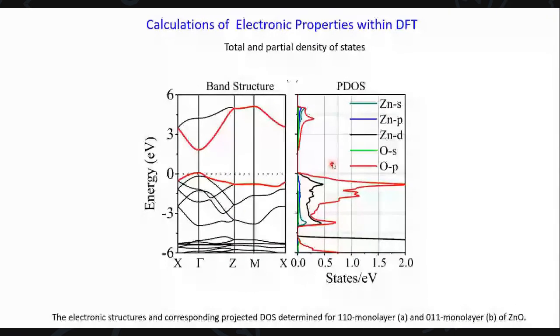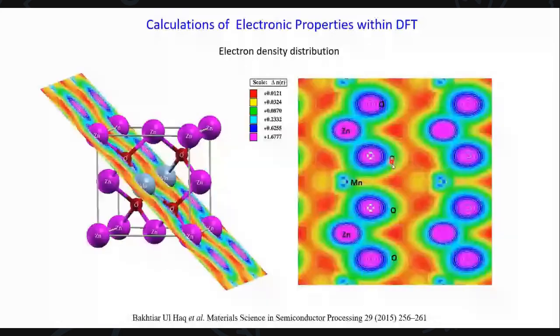Moreover, to check the type of bonding within a material, the chemical bonding, the electron density distribution can be calculated, which gives the nature of the bonding between the atoms within a structure. This is the contour plot for the electron density distribution. So all this information we can get about the electronic properties using the WIEN2k code.